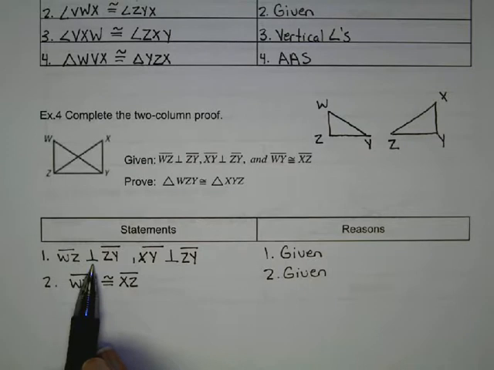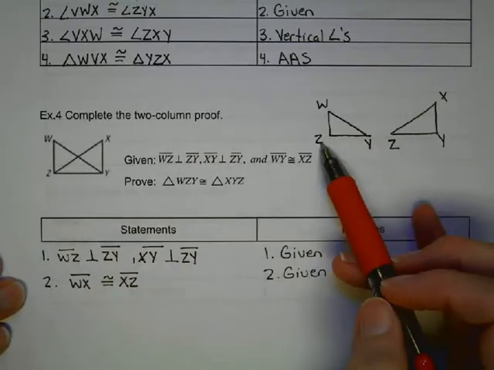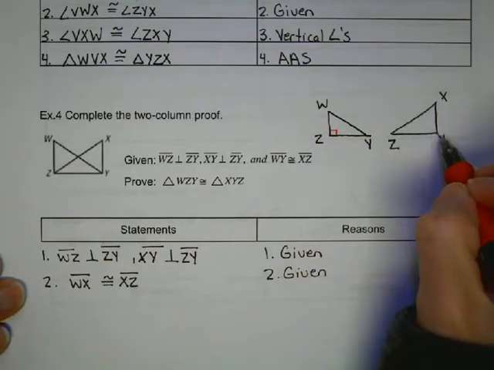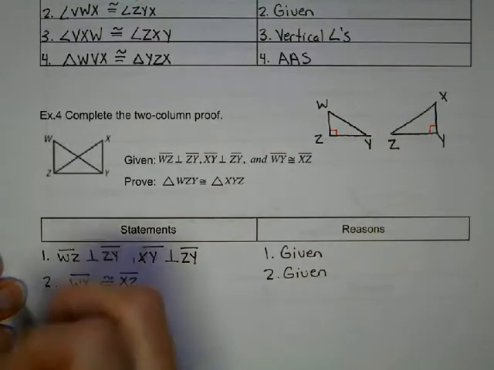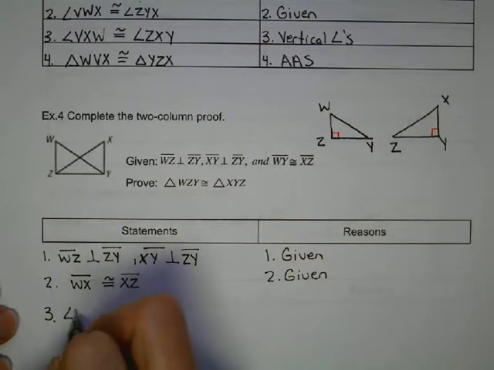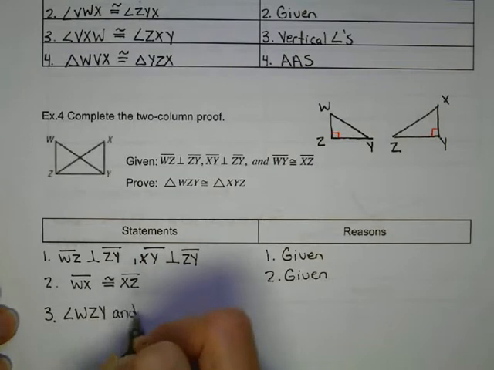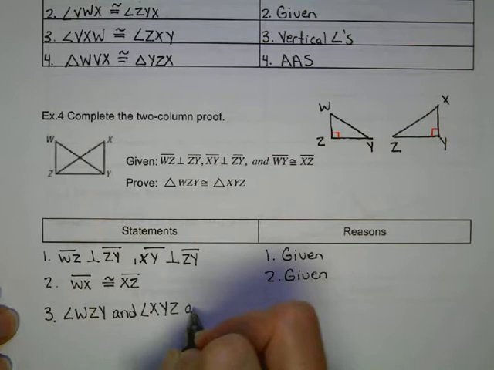So if you remember, perpendicular makes angles form 90-degree angles, or right angles. So in this picture, WZ is perpendicular to ZY, so that's going to be a right angle. And XY is perpendicular to ZY. That's going to be a right angle. So because those are right angles, I'm going to say angle WZY and angle XYZ are right angles.